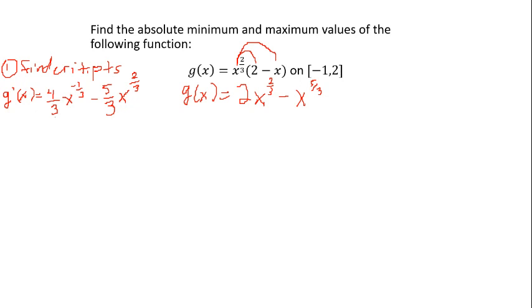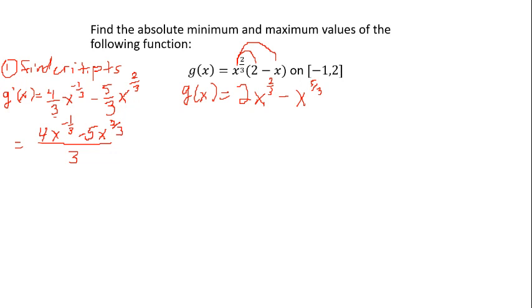Now, if you notice, both of these fractions do technically have a common denominator of 3, so I'm going to combine these with that common denominator 3. So I'm going to write this as 4x to the power of -1/3 minus 5x to the power of 2/3, all over 3.